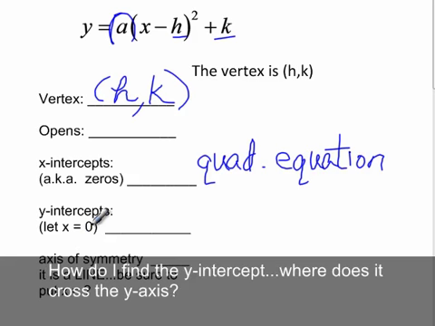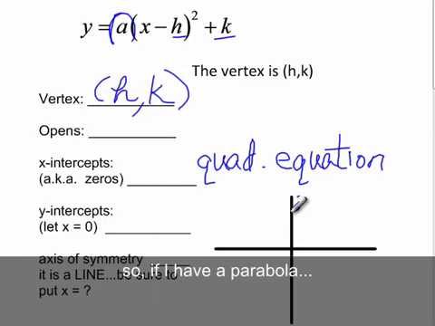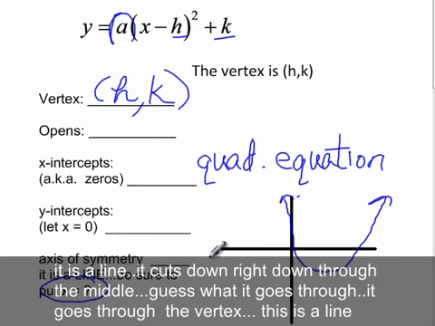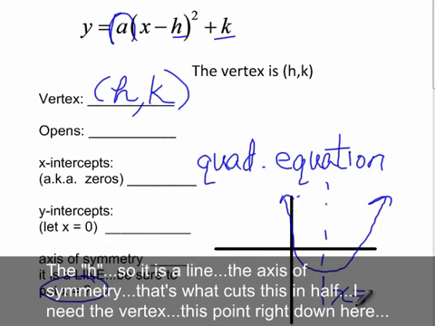How do I find the y-intercept? Where does it cross the y-axis? Well, I let x equal 0. And the axis of symmetry. If I have a parabola and I want to know the axis of symmetry, it is a line. It cuts right down through the middle. Guess what it goes through? It goes through the vertex. This is a line: x is equal to the h of the vertex. That's the axis of symmetry. That's what cuts this in half.